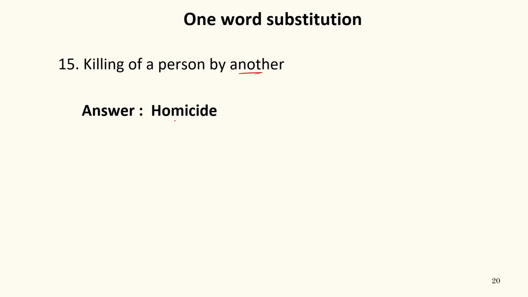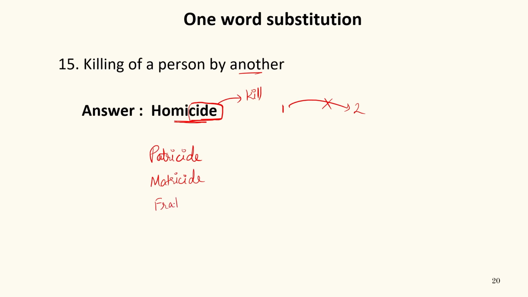Now, killing of a person by another is called homicide, when one person kills another. There are various words as well. Cide means death, or you can say killing. This is a root word that means to kill someone. Now, if I use the word patricide, matricide, fratricide, sororicide, infanticide, or another word like genocide, you must have heard all these words.